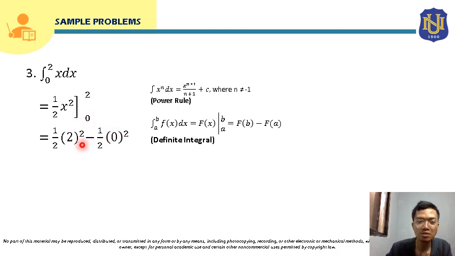Okay, so substituting these limits to our function, this will be 1/2 times 2 squared minus 1/2, we substitute the lower limit, which is 0, to x, so that will be 0 squared. So simplifying this, this will just be 1/2 of 4 minus 0. So 1/2 of 4 is 2. So this will now be the answer for this.